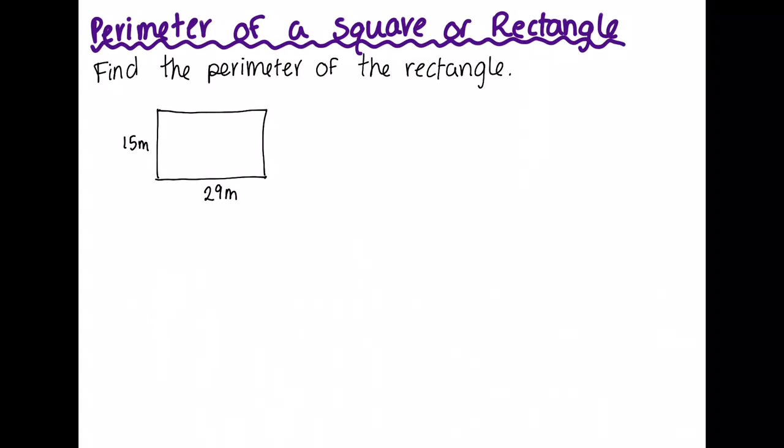But the perimeter of a rectangle is going to be 2 times the length plus 2 times the width. It doesn't matter which one you call the length and which one you call the width when it comes to this rectangle over here. You can do whatever your heart desires. So I'm going to call this guy the width. We'll say the width is equal to 29. That means that this guy over here will be my length, and my length will be equal to 15.